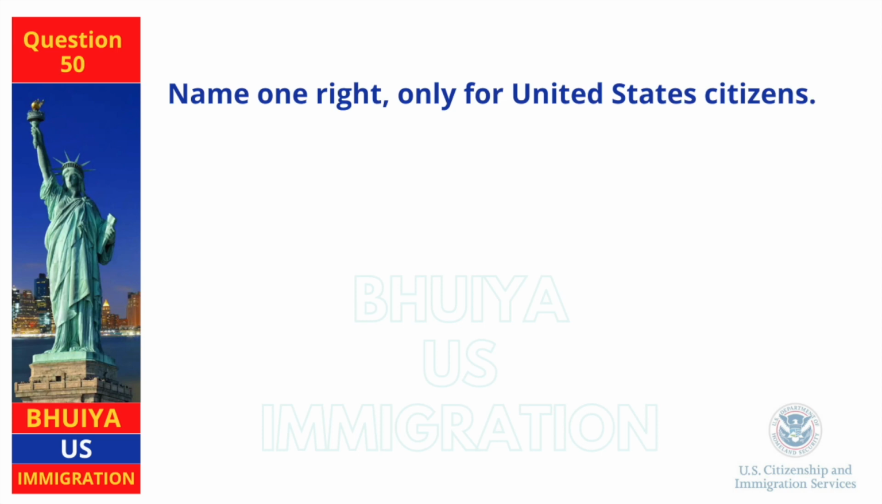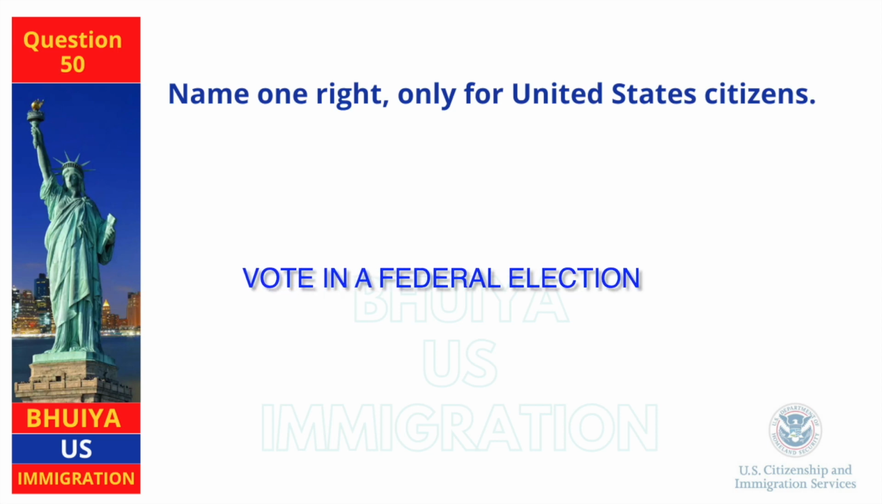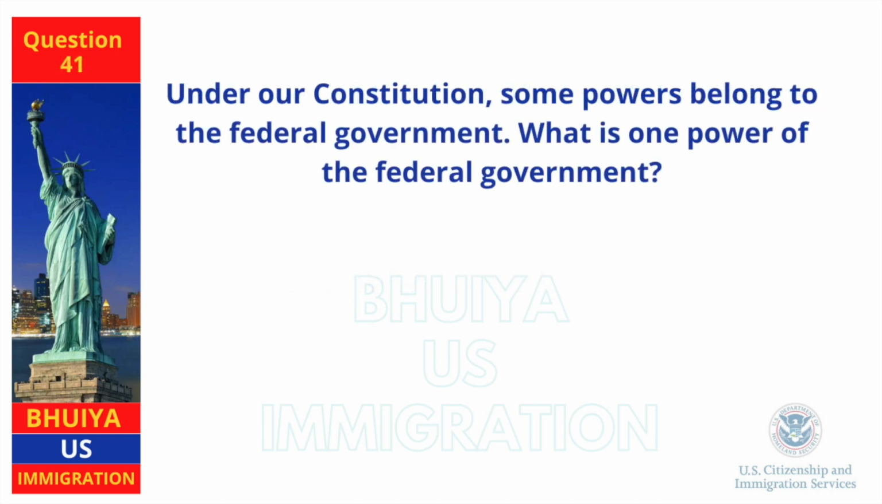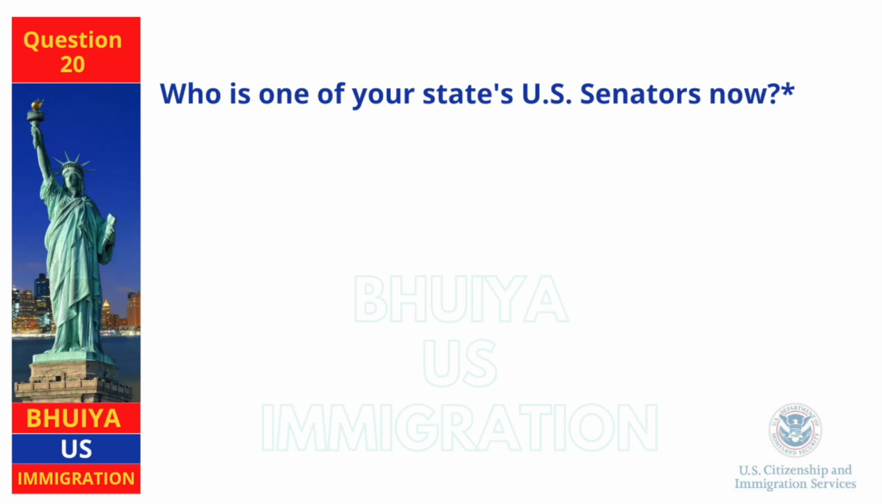Name one right only for United States citizens. Vote in a federal election. Under our Constitution, some powers belong to the federal government. What is one power of the federal government? To print money. Who is one of your state's US senators now? This answer will vary.